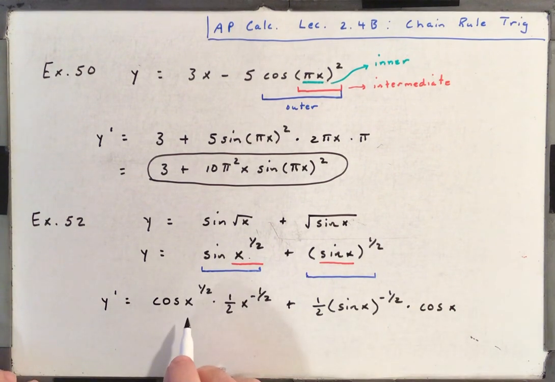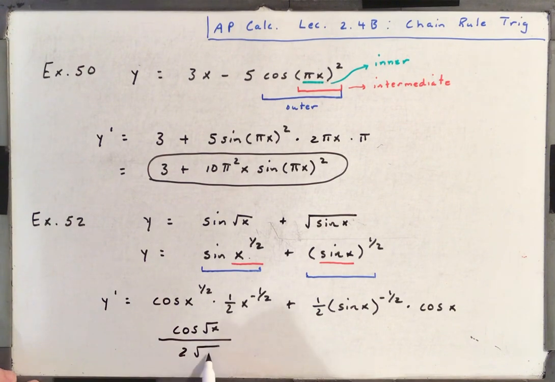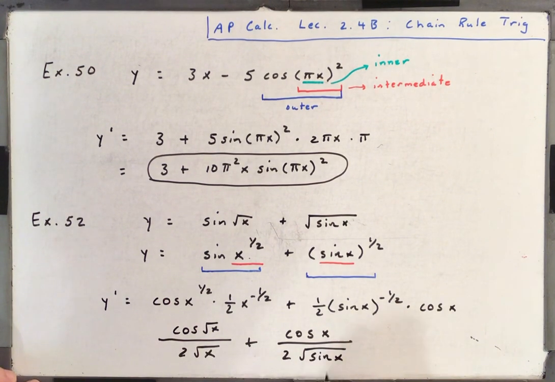Okay. Got to clean this up. I'm going to change those x to the 1/2 back to radicals there. So that'd be cosine root x over 2 times root x plus cosine x is on top. And since it's the negative 1/2, and you've got a 2 there, times the square root of sine x. All right, and that'll do the trick.